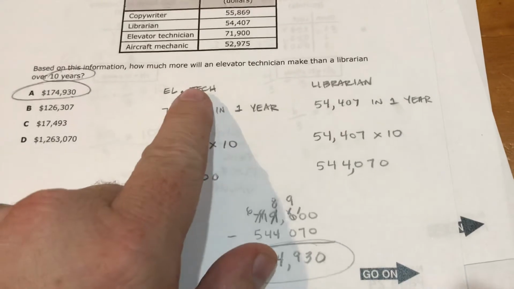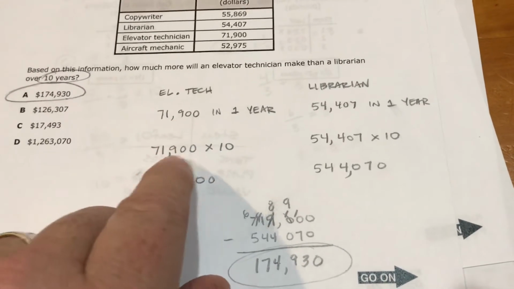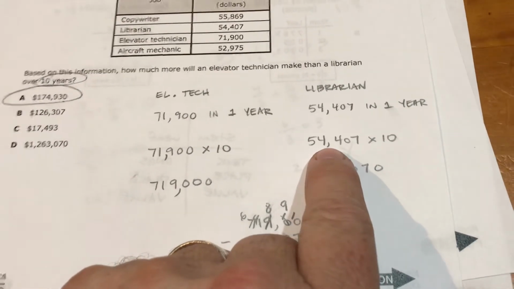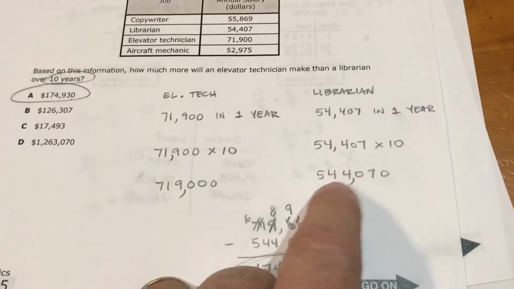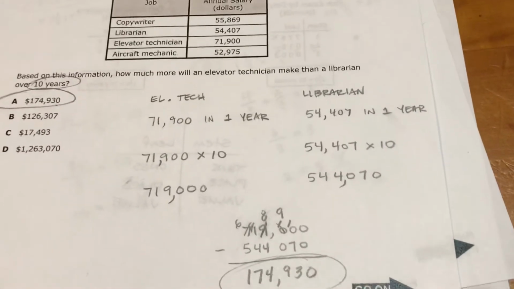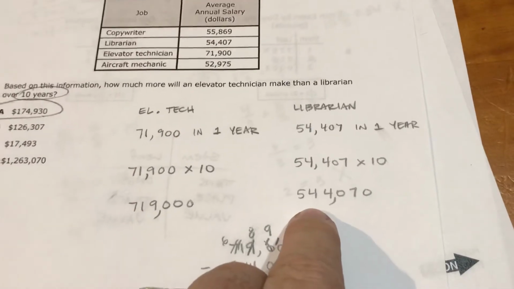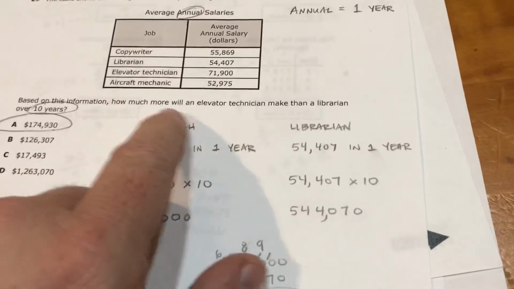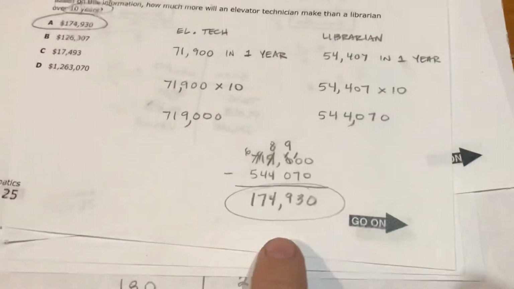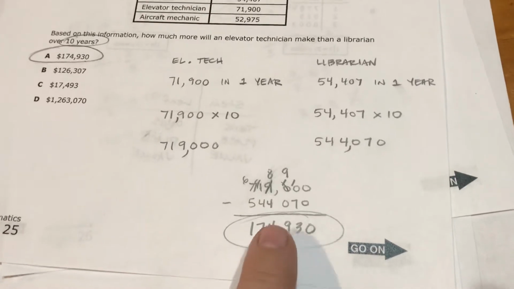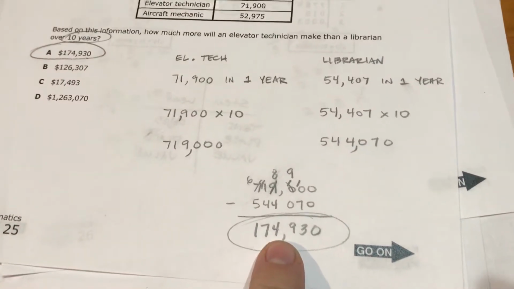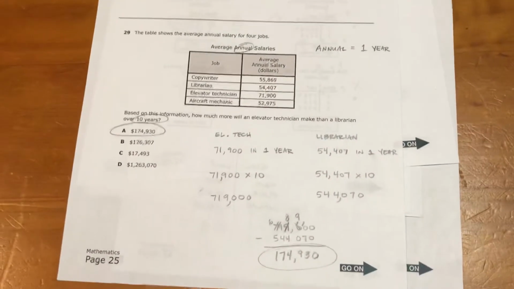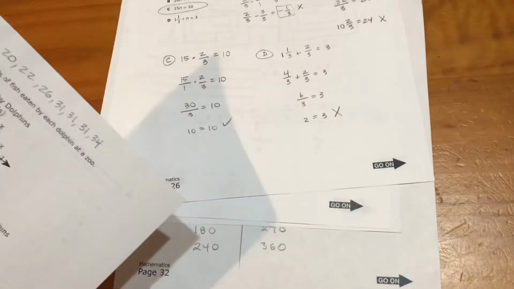So elevator technician made 71,900. You multiply that by 10, you get 719,000. You multiply the librarian's annual salary by 10, and you get 544,070. And then it said how much more. So you're comparing them. So you've got to subtract them to see how much more. So that technician is going to make $174,930 more than the librarian. Pretty easy question, I think.